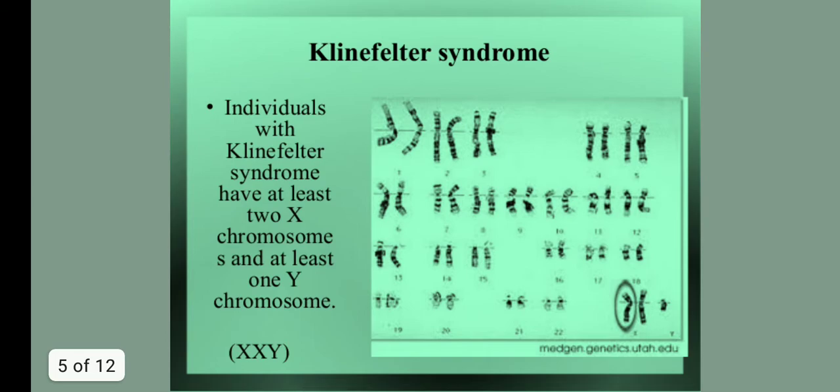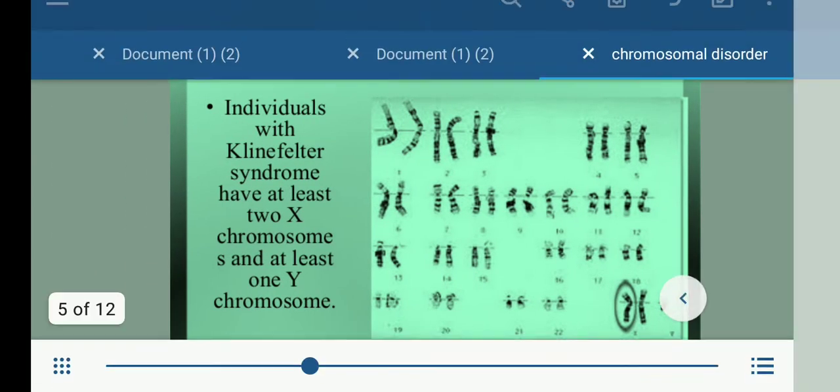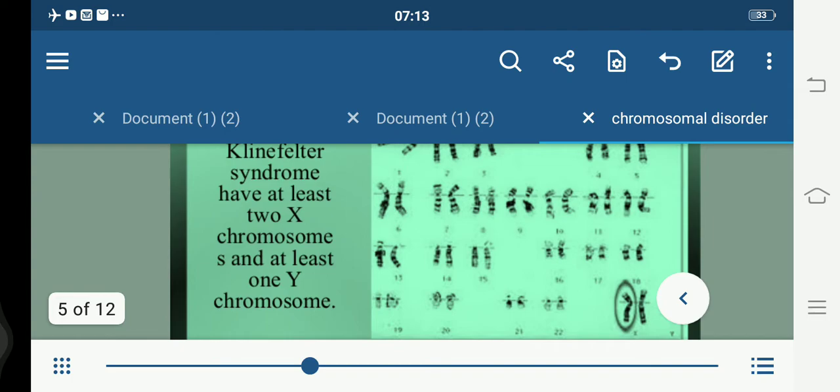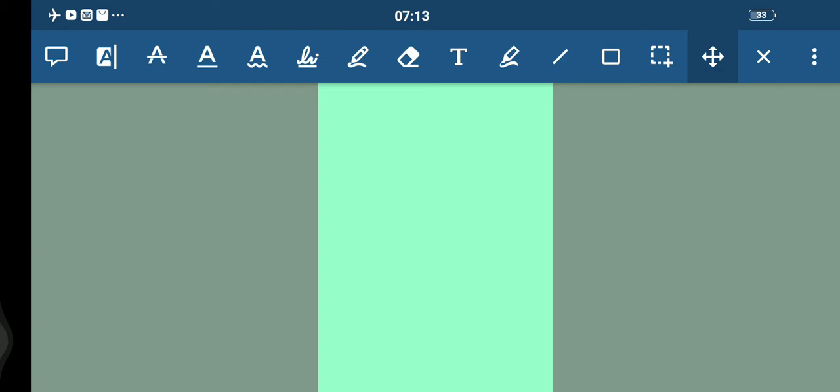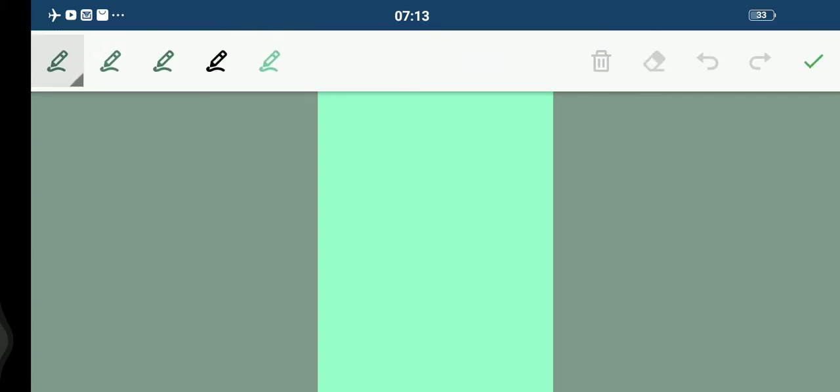Now, second we have Klinefelter syndrome, and this genetic disorder is also due to the presence of an additional copy of the X chromosome, resulting in a karyotype of 47. Look here, students. There is an extra copy here. I'm talking about Klinefelter syndrome. So there is an extra X chromosome over here. It means it becomes 47. Total 47 chromosomes are there.